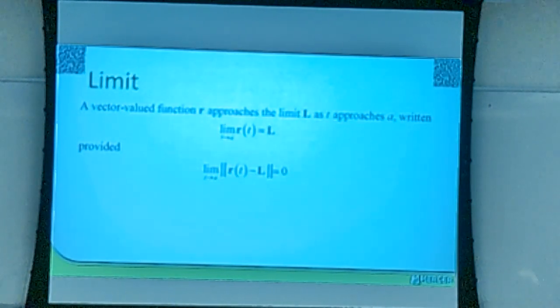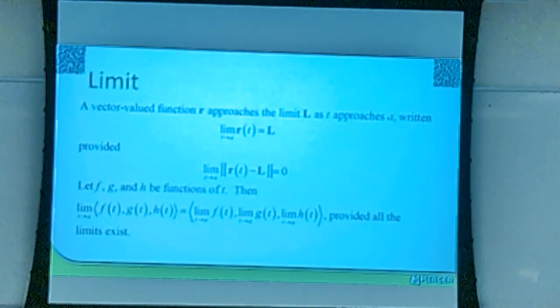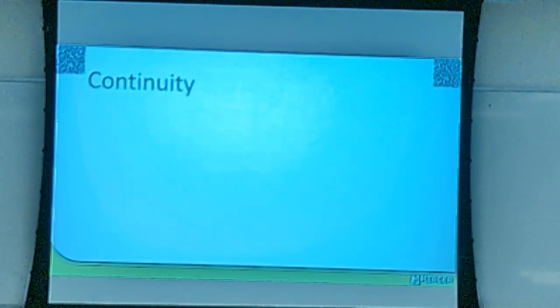But that is not really useful in evaluating limits. As it turns out, the limit of a vector is just the vector whose components are the limits of the original components. So you just take the limit of each component, provided all the limits exist. If even one of those limits doesn't exist, then the overall limit does not exist.